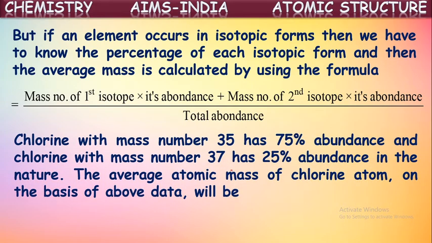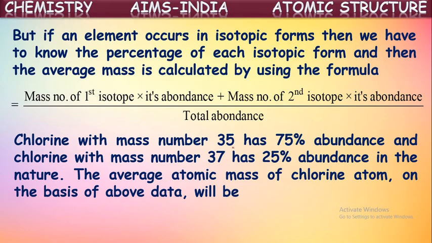So just now we have seen chlorine has two isotopes. Chlorine with mass number 35 is available at around 75% abundance. Okay, chlorine-35 is available 75% in nature, whereas chlorine with mass number 37 has 25% abundance in nature. So we now know the mass numbers of the two isotopes and their percentage abundance. Now we can calculate the average atomic mass of chlorine using the above formula. What can we do? Mass number of the first isotope. What is the first isotope's mass number?